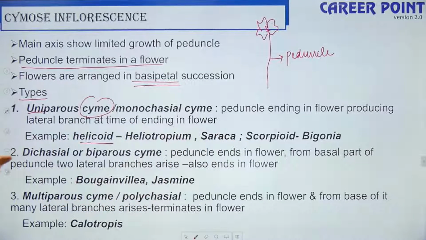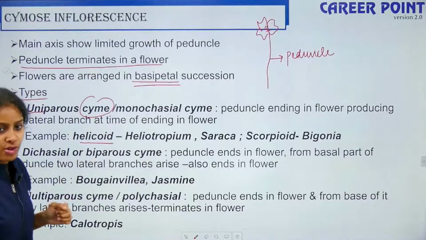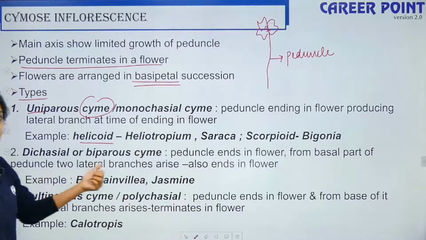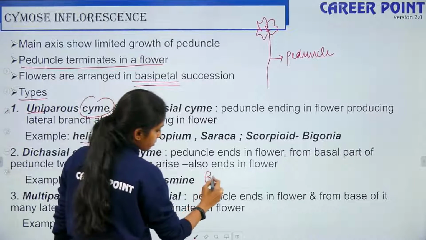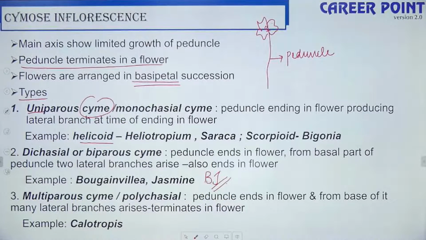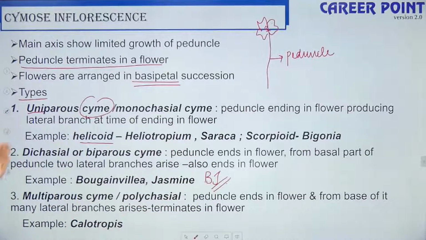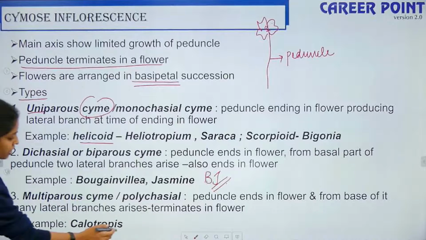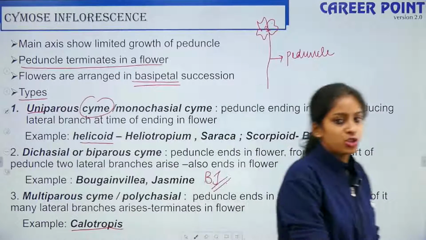Okay. So then dichasial, the peduncle ends in a flower. From the basal part, you have 2 lateral branches arising. So example is your bougainvillea and your jasmine. Okay. So remember BJ. So now multiparous, the peduncle ends in a flower and from the base you have multiple lateral branches arising. So that is multiparous. So example is your calotropis. Done? So example is your calotropis.